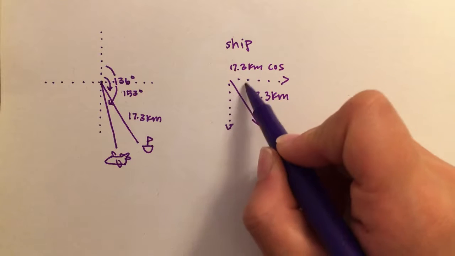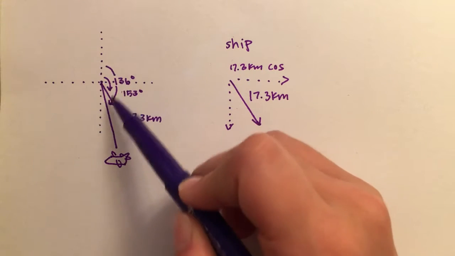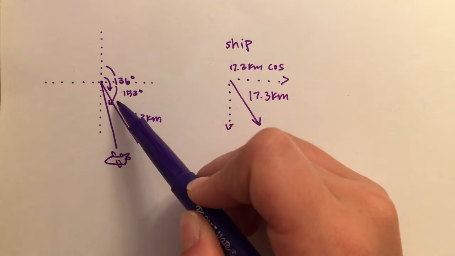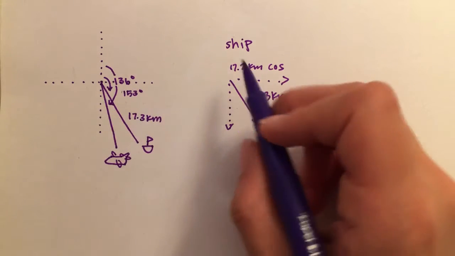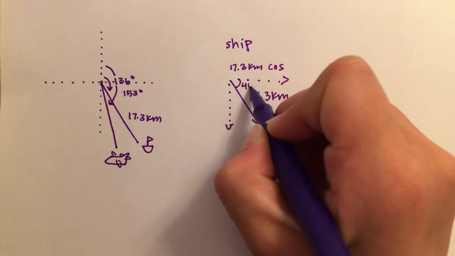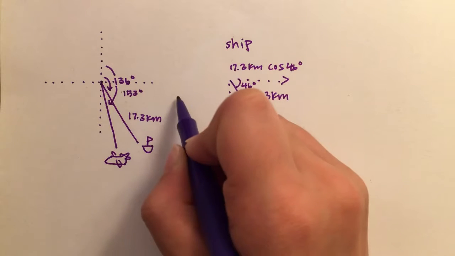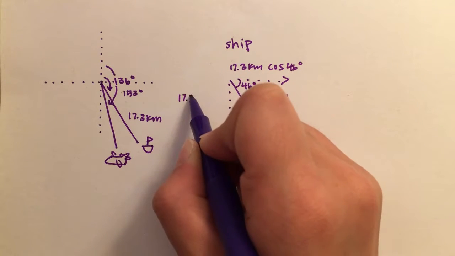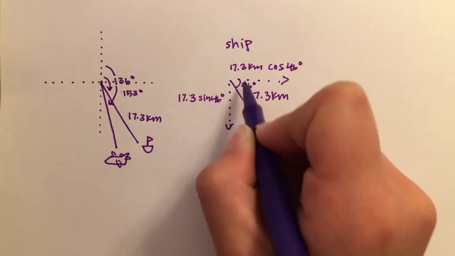And to find this angle here, we know that this is 90 degrees, and then measured from the north, it goes down here. Since this is 90, we can just subtract 90 from 136, and that gives us 46. So this is 46 degrees here, so cosine 46 degrees. And the y here is 17.3 times sine 46 degrees.